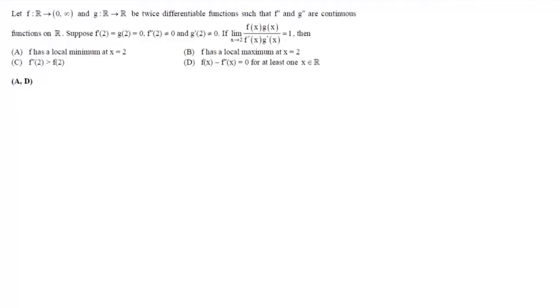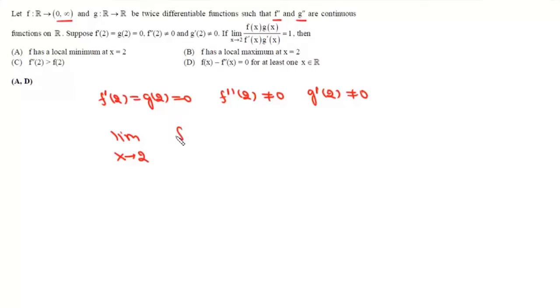Now the question is: a function f is defined from R to (0, infinity), and g(x) is a twice differentiable function, such that f' and g'' are continuous functions on R. Suppose f'(2) = g(2) = 0, and f''(2) is unequal to 0 and g'(2) is also unequal to 0. We need to find this limit: the limit as x tends to 2 of f(x) g(x) upon f'(x) g'(x), and it is equal to 1.